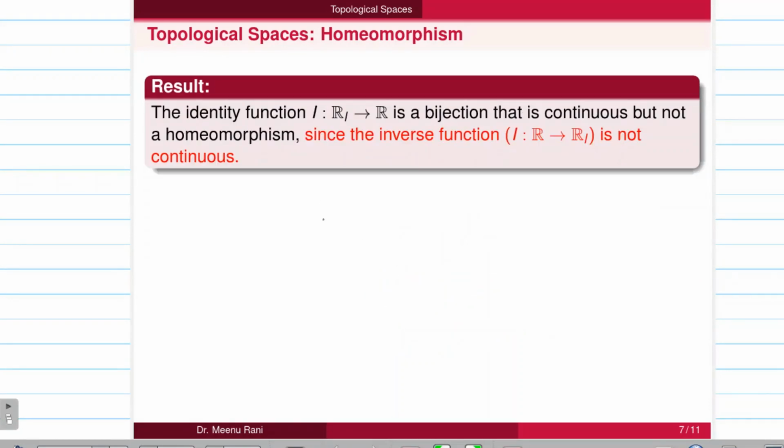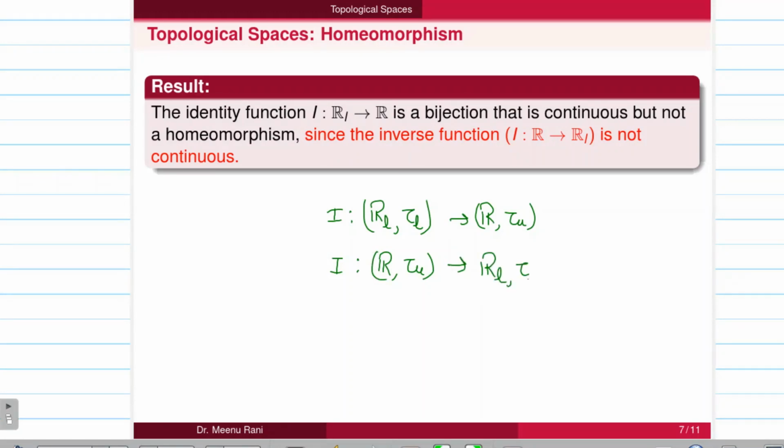Further, we have one result: the identity function I from the lower limit topological space to the usual topological space. This function is one-one, onto and continuous, but not a homeomorphism, because if we take the inverse function of this from the usual topological space to the lower limit topological space, then it is not a continuous function. As we have already discussed this in the previous lecture, I is not a homeomorphism.